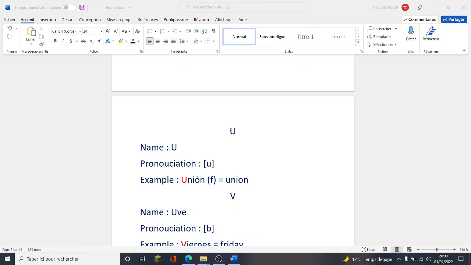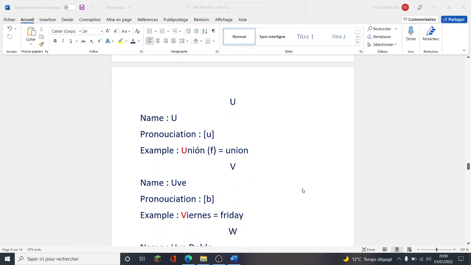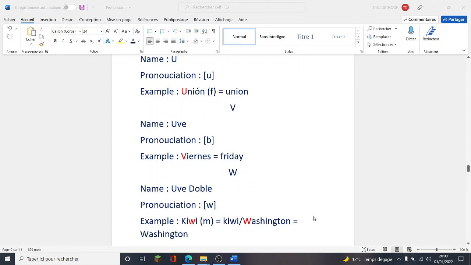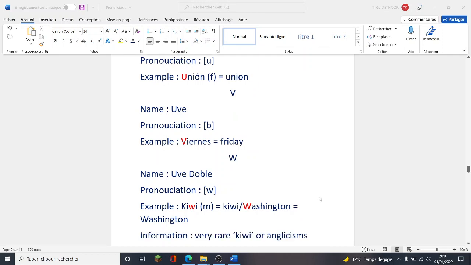feminine and means union. The letter V in Spanish is called la UB, and it's pronounced B, like the B in Spanish. Be careful of that, no V sound in Spanish, like in the word viernes, which means Friday. The letter W in Spanish is called la W, and its pronunciation is W, like in the word kiwi, which is masculine and means kiwi, or the city Washington.